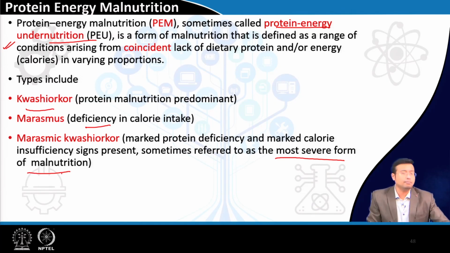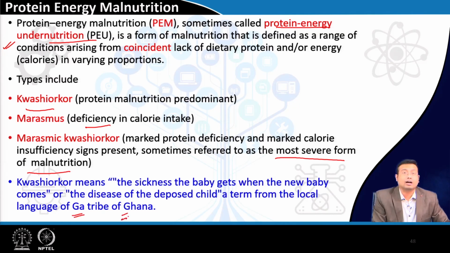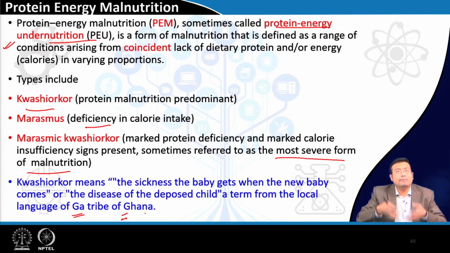The name kwashiorkor signifies that these protein energy malnutrition disorders are very common in African countries. The term kwashiorkor has been derived from a local language of the Ga tribe of Ghana, which means the disease of the deposed child, the disease of the earlier child, the sickness when a new baby is born. Why? Whenever the new baby is born, all the care is taken for the new baby, and the old baby is not taken care of in such a way that they undergo malnutrition, right.